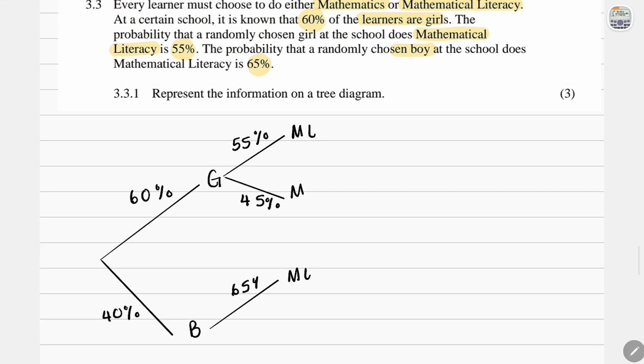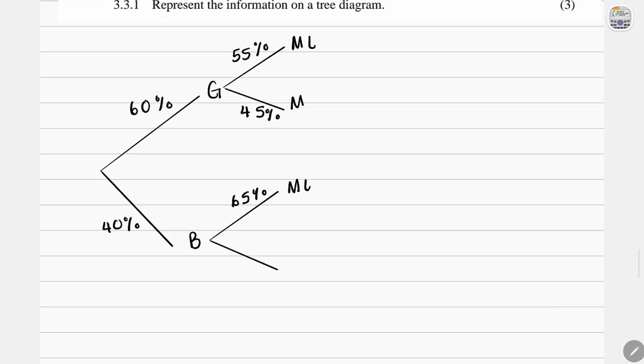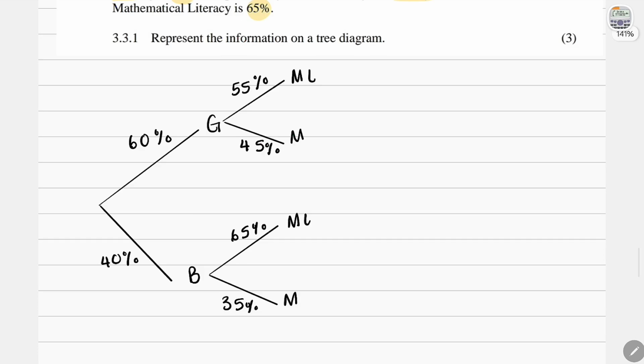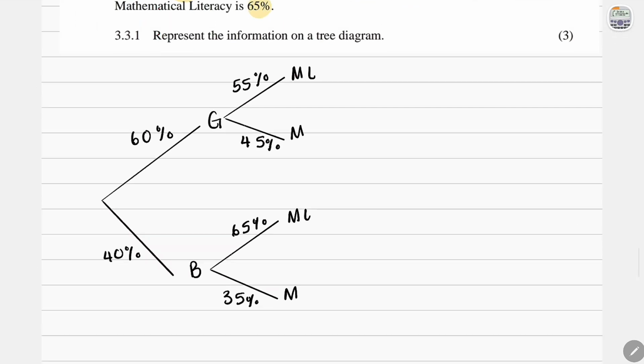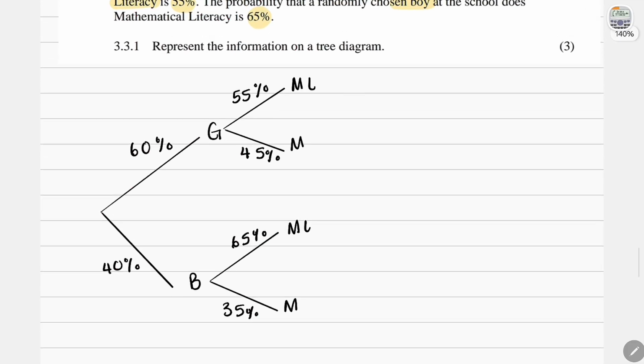So this is 65%. Okay, or you can say over 100, that's fine. And so that means that the probability that a boy would do maths would be the remaining 35%. Okay, so this is what our tree diagram looks like. You can actually write it as 60 over 100, that's also fine. Okay, so this is what we have. And then we can just put the outcomes here.